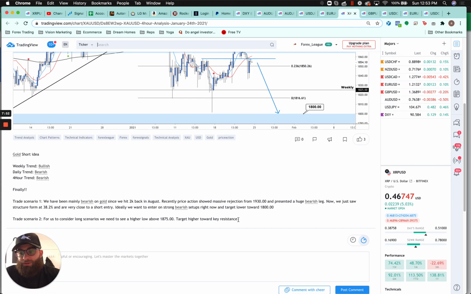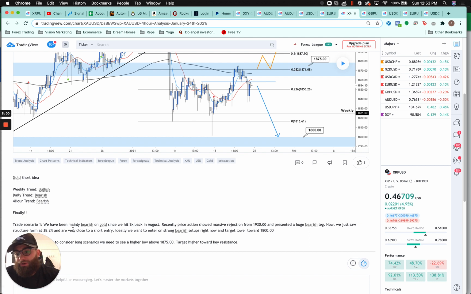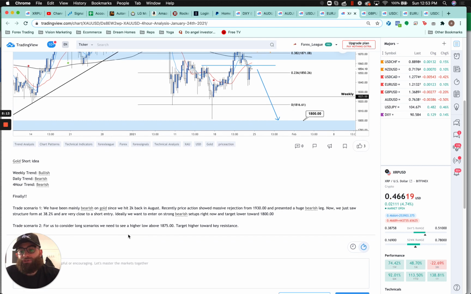Last but not least, let's go to gold. So gold, short idea, weekly trend bullish, daily trend bearish, 4-hour trend bearish. So this one's a tough get-go. We have been mainly bearish on gold since we hit 2K in August. Recently, price action showed massive rejection from 1930 and presented a huge bearish leg. Now we just saw structure form at 38.2 and are very close to a short opportunity.